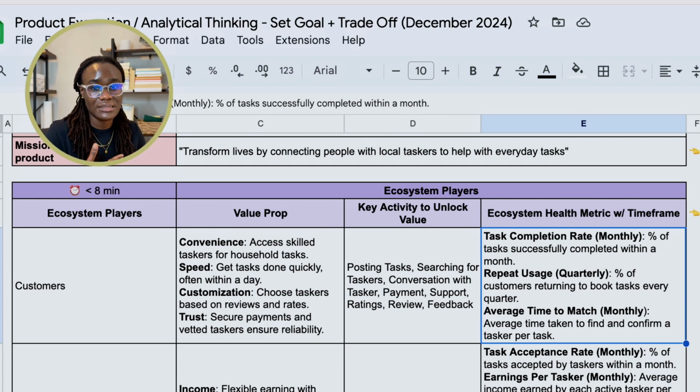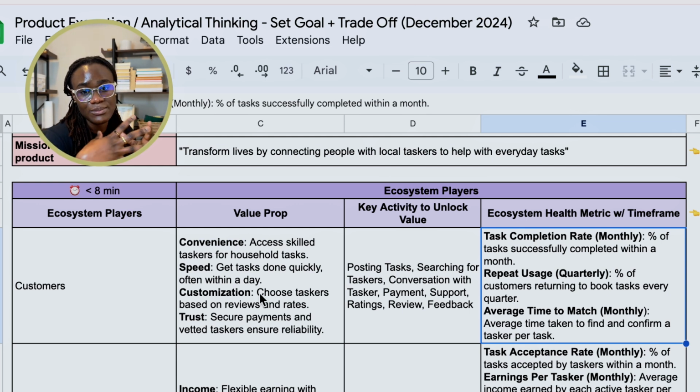The first are the customers, people like homeowners that are setting up things in their home, renters, those types of people. For them, the value proposition to use TaskRabbit is about convenience. They're leveraging TaskRabbit to access skilled taskers for their household tasks, for the things that they need done within their homes. The speed to get things done is also a value proposition for them, because often within a day or 2 days, they are able to get a tasker that is available to get things done instead of having to wait for very long.